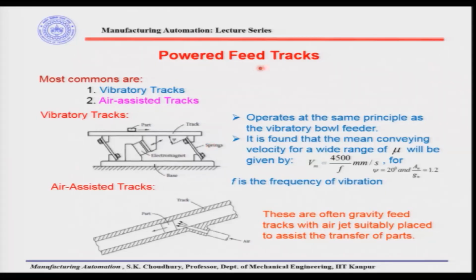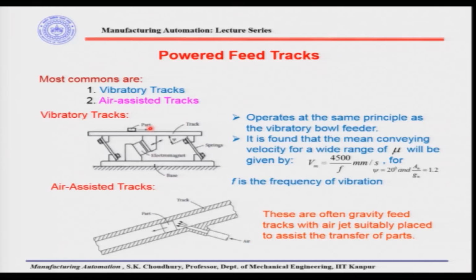Let us talk about the feed tracks, different types of feed tracks. Most commonly used feed tracks are the vibratory tracks and the air assisted tracks. The vibratory tracks work in a very similar way as the vibratory bowl feeder. Let us see the line diagram here. Here we have the track. On the track the parts are moving.